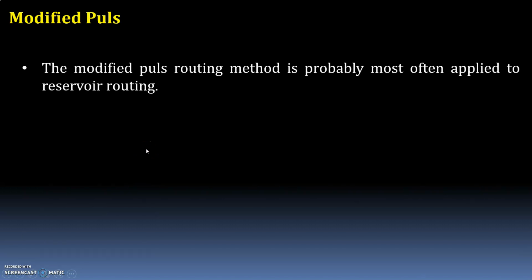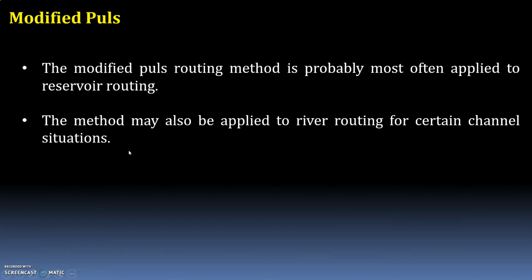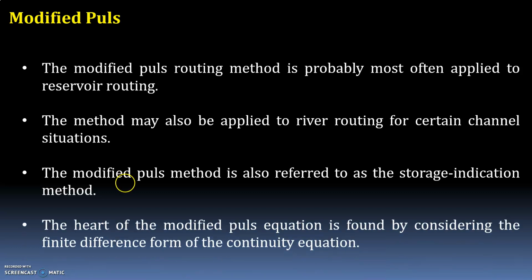The modified pulse routing method is probably most often applied to reservoir routing. The method may also be applied to river routing for certain channel situations. The modified pulse method is also referred to as the storage indication method. The heart of the modified pulse equation is found by considering the finite difference form of the continuity equation.